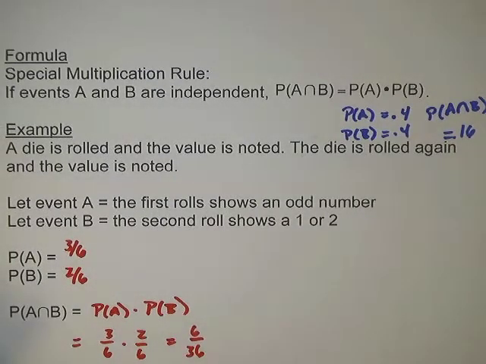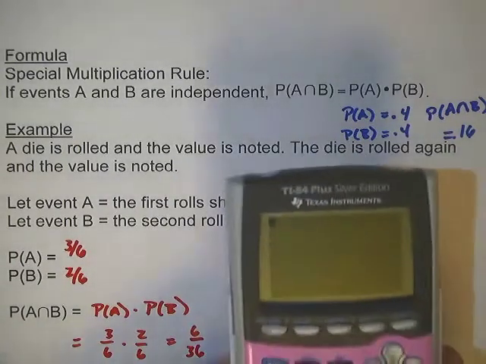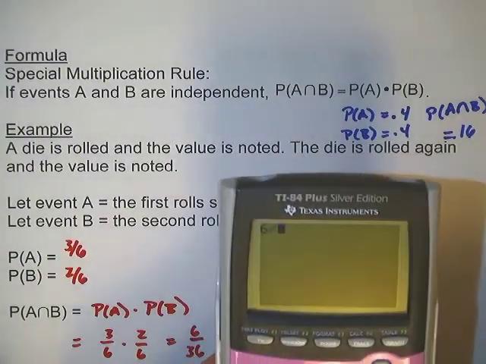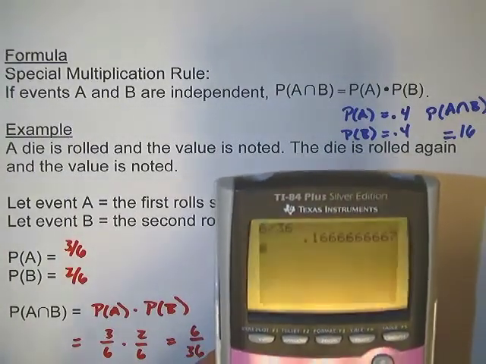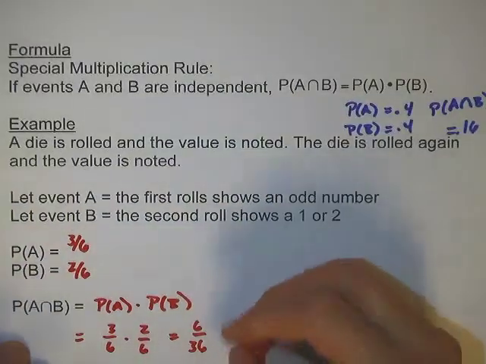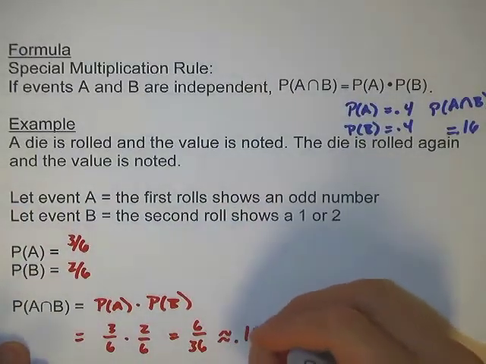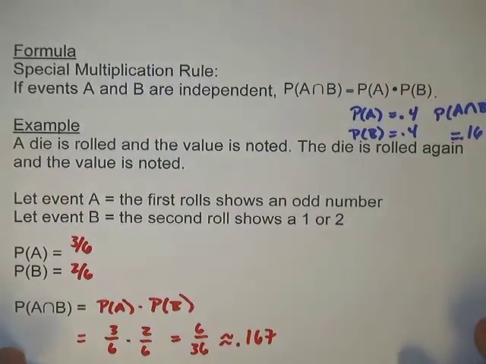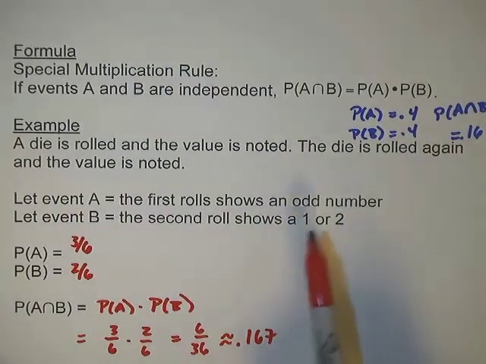And if we want that as a decimal, we could take 6 divided by 36 and get about 0.167. So this is approximately equal to 0.167. So that would be the probability of rolling an odd number on the first roll and a 1 or a 2 on the second roll.